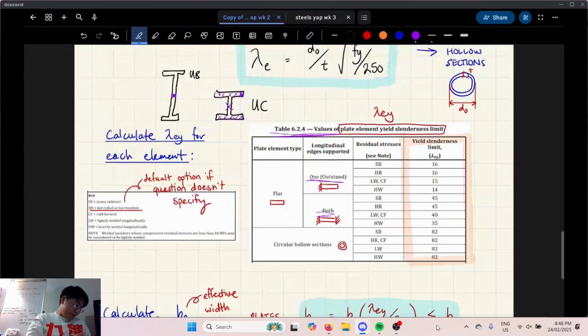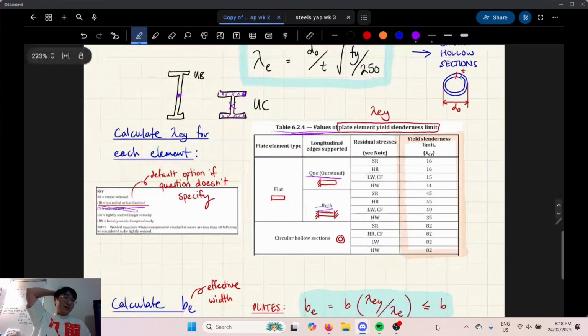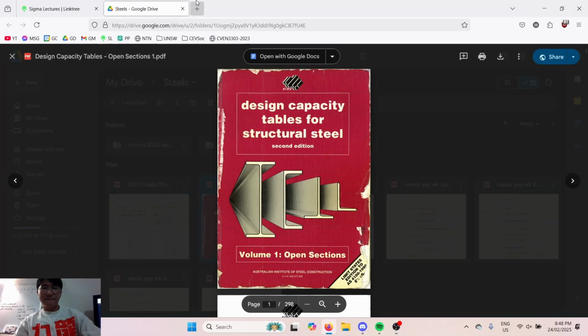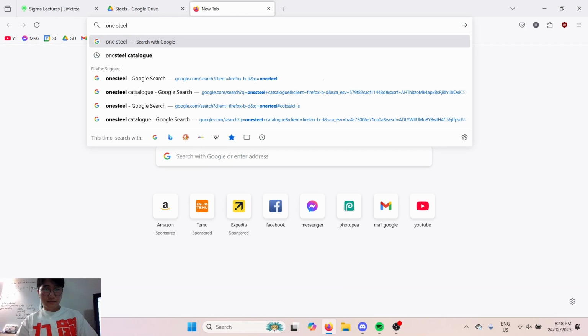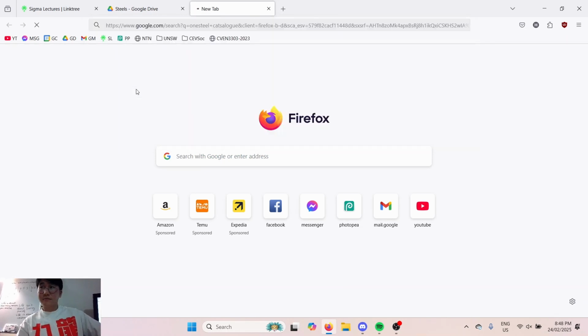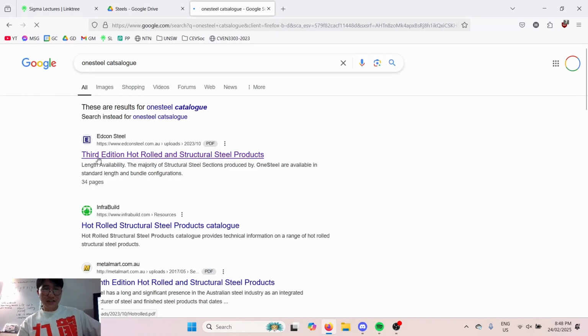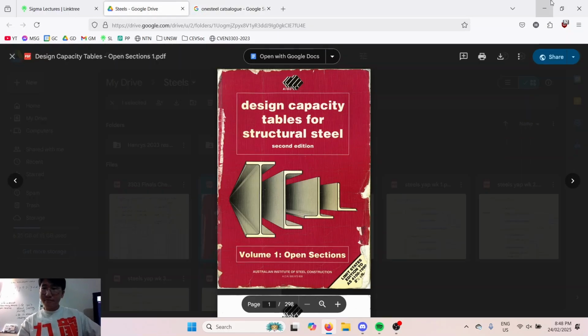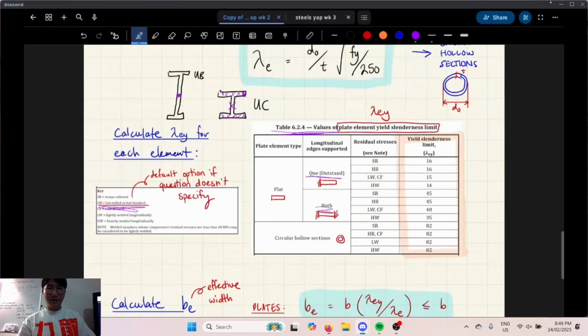That's pretty much it. Just keep in mind we're doing hot rolled most of the time, unless it's specified. Sometimes it's heavily welded as well. Usually custom sections, I think, are heavily welded. And I think when it comes out of OneSteel, it's hot rolled. Is it because OneSteel still produces hot rolled? Yeah, it's actually called Third Edition Hot Rolled Structural Steel Products. So it's all hot rolled, right? I might show you guys this at the end, but it's really useful. It's in the Sigma lectures thing.